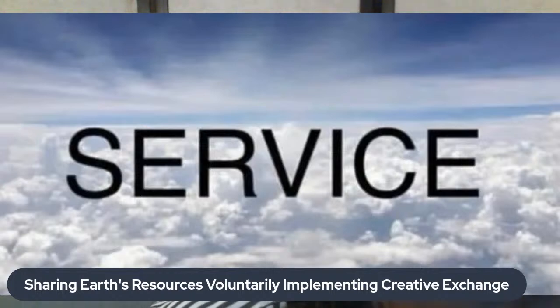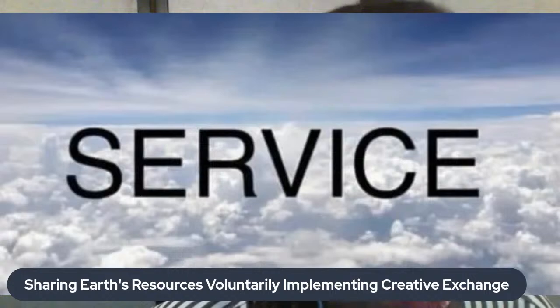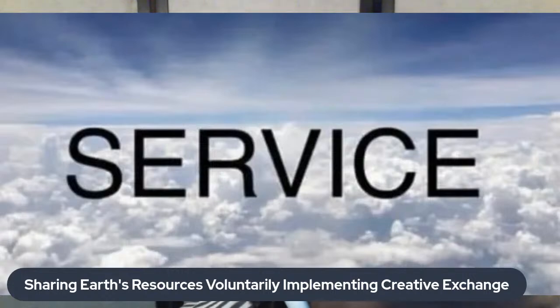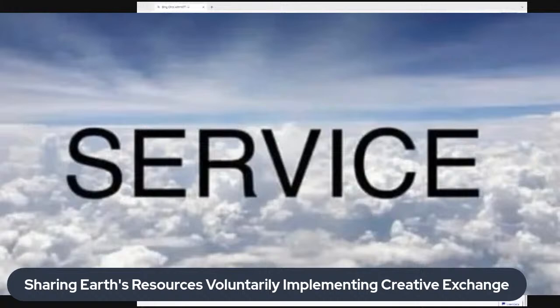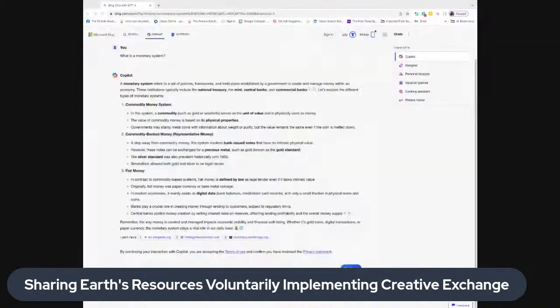But first of all, what is a monetary system? We know that what we do is regulated by the government. So let's take a look at what the government actually does in terms of creating that monetary system that we're all believing is unchangeable, when in fact it is quite changeable. First of all, a monetary system reflects a set of policies, frameworks, and institutions established by a government to create and manage money within an economy. These institutions typically include the National Treasury, the Mint, central banks, and commercial banks.